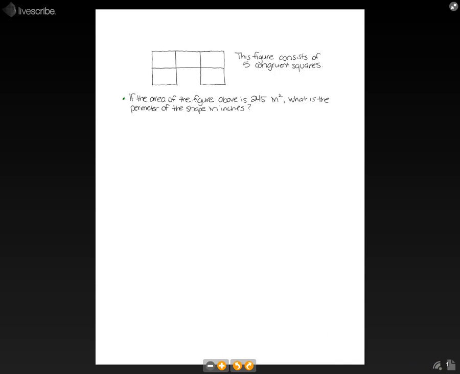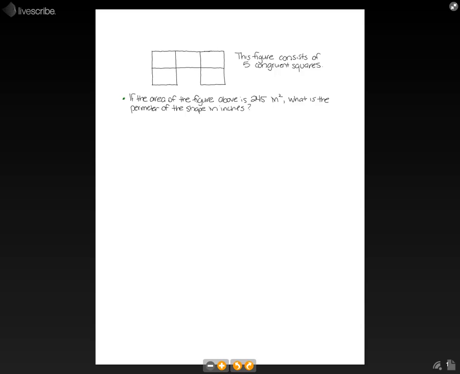In this pencast, we'll be talking about finding the perimeter of a shape, given areas and congruent shapes. We're asked, if the area of the figure above is 245 square inches, what is the perimeter of the shape in inches? We're also told that the figure consists of 5 congruent squares.